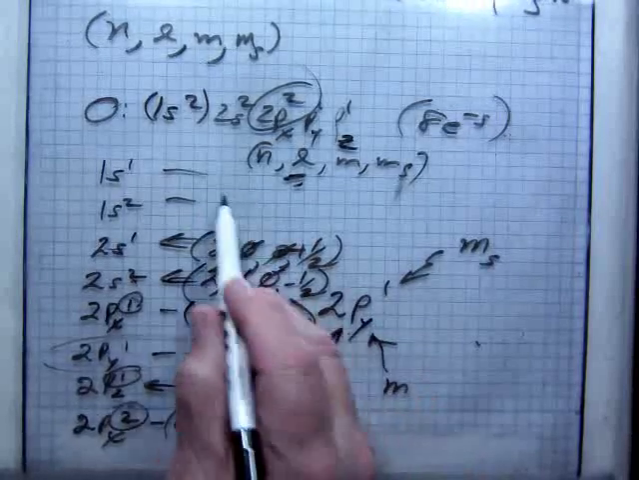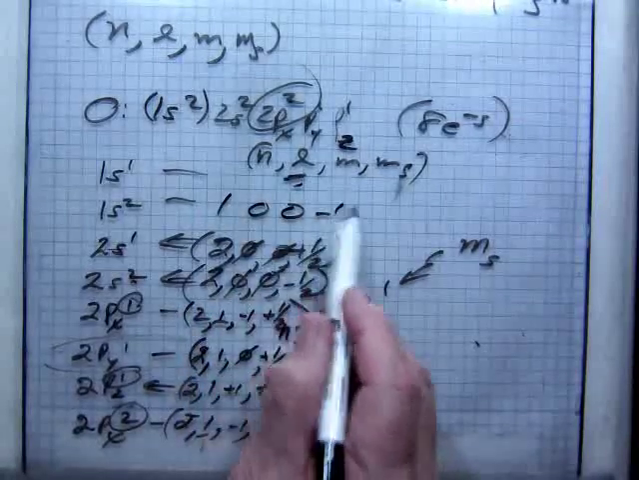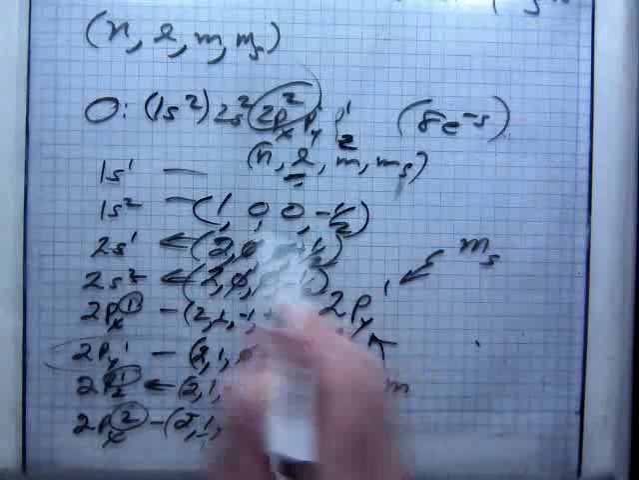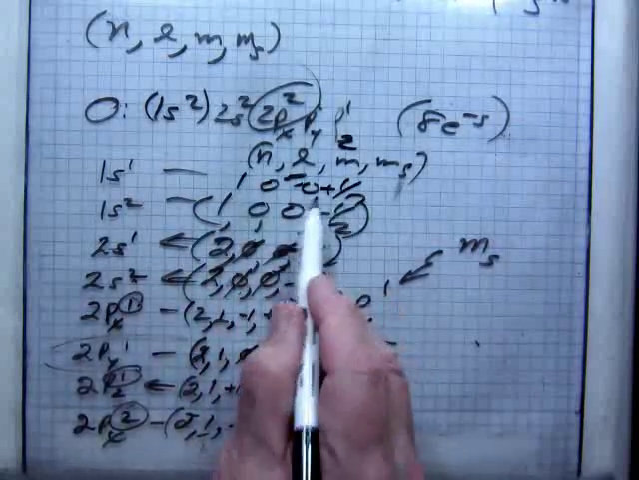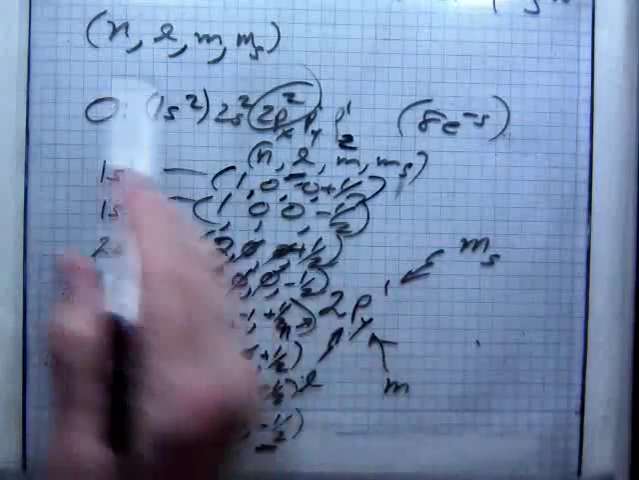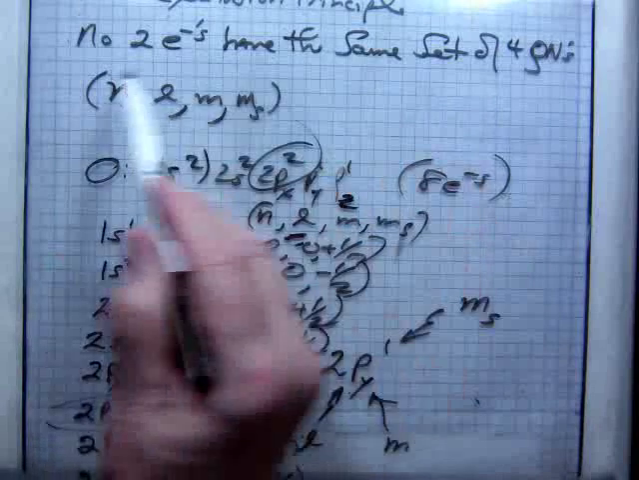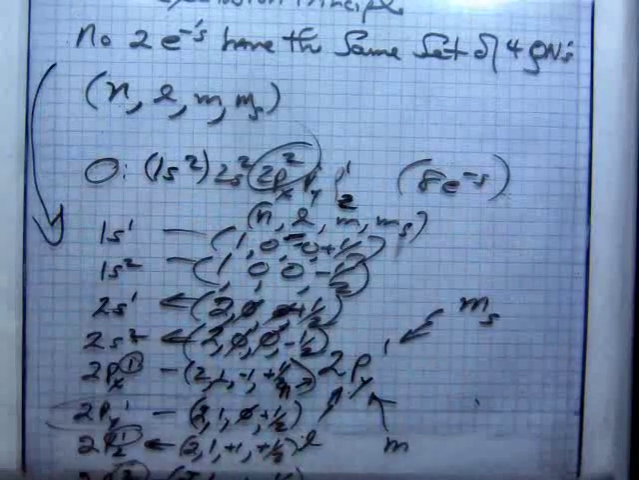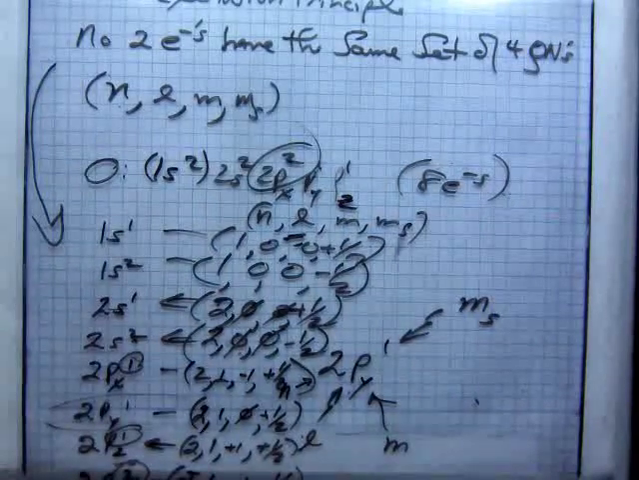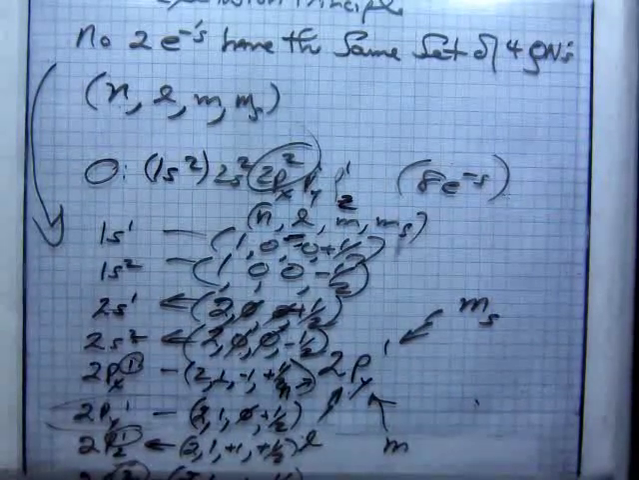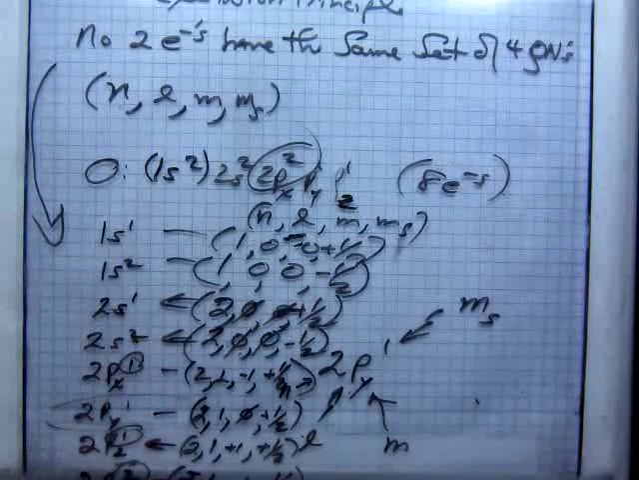Here is a first energy level, 0, 0, -1/2. There are your 4 quantum numbers. Here is a 1, 0, 0, +1/2. So when I say no 2 electrons have the same set of 4 quantum numbers, that's what this means. We're talking about individual electrons that remain separated from any other electron because of the Pauli exclusion principle, like that.